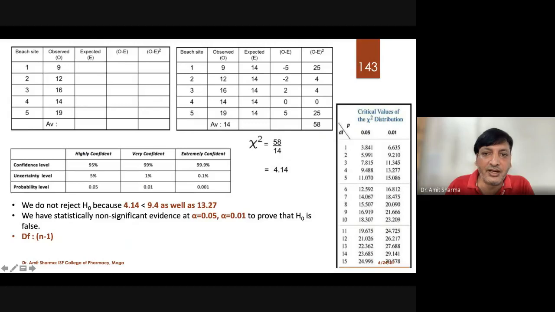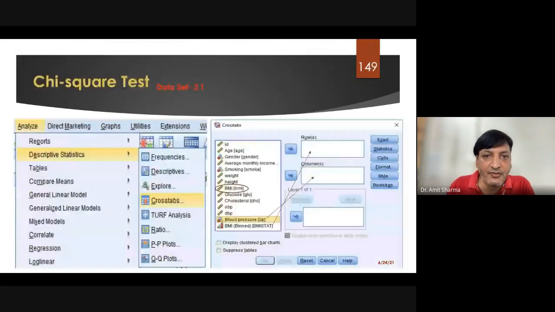If you have any doubt, then I'll take the queries, and if not, then I'll take you to SPSS, and from there we'll apply both tests, chi-square as well as the paired sample t-test. But I'll let you know how to apply the chi-square with the help of SPSS.